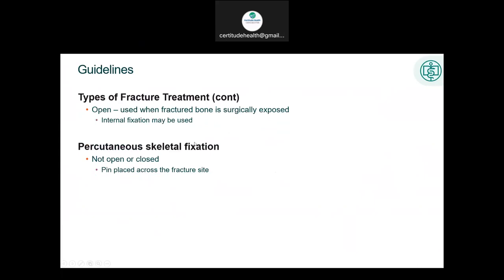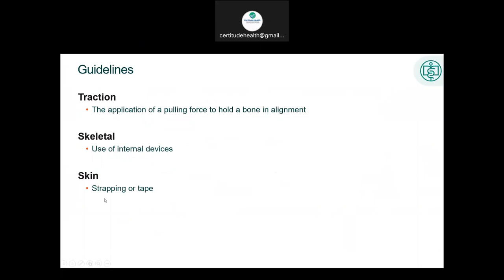Types of fracture treatment. Again, an open fracture is when the bone is exposed, and that could be surgically in order for them to apply internal fixation, pins, screws, etc. Percutaneous skeletal fixation is not open or closed, but pins are placed across the fracture site. So like when people have that metal object attached to the outside of their arm, it could be a skeletal fixation. It could be like a skull halo as well that is inserted by pins.